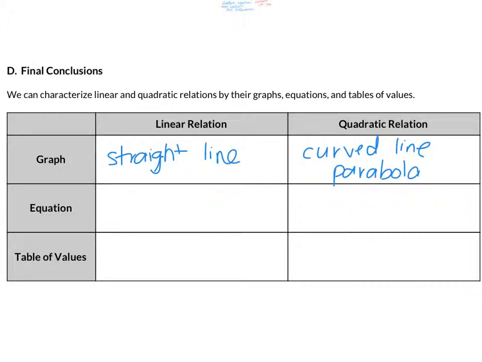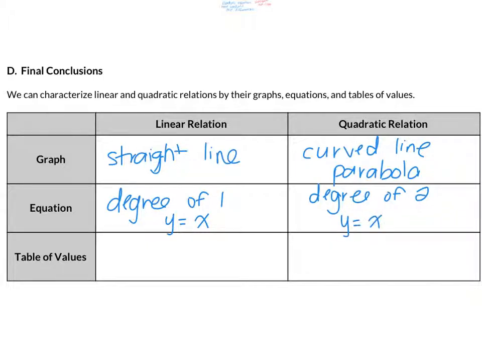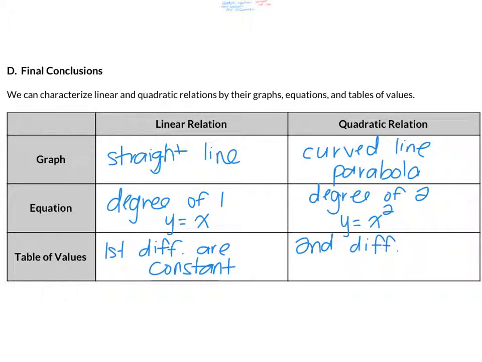The equation of a linear relation has a degree of 1. So for example, y equals x. A quadratic relation has a degree of 2. So that's y equals x squared, or something, it has to be x squared. And then for the table of values of linear relations, first differences are constant, which just means they're the same. For a quadratic relation, second differences are constant.